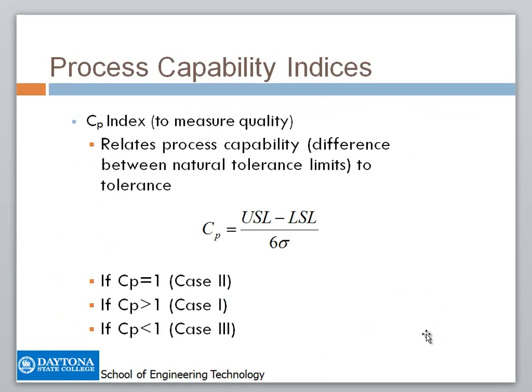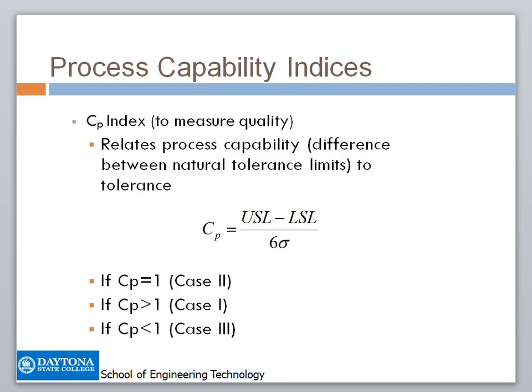Also remember that in process capability, we can calculate indices. So the CP index is to measure the quality. And the way that we find it is using the upper specification limit minus the lower specification limit divided by 6 sigma. If our CP is equal to 1, we have case number 2, which means that our process is capable, but there is no room for error. When our CP is greater than 1, we have case 1, which is our ideal case, which means that our process is quite capable. If the CP is less than 1, we have case number 3, which is that the process is not capable.